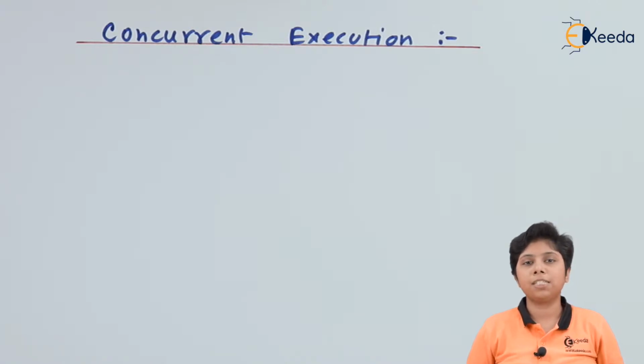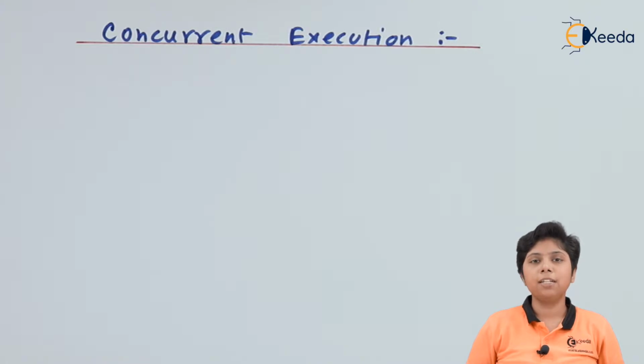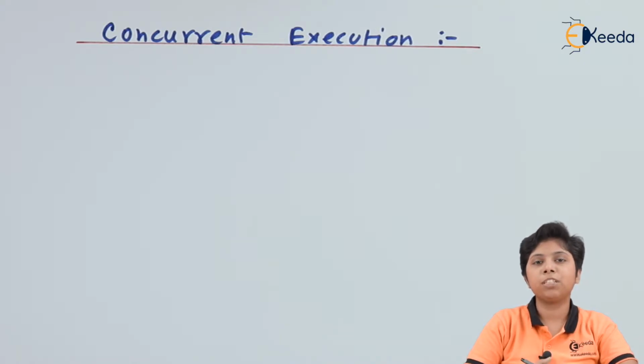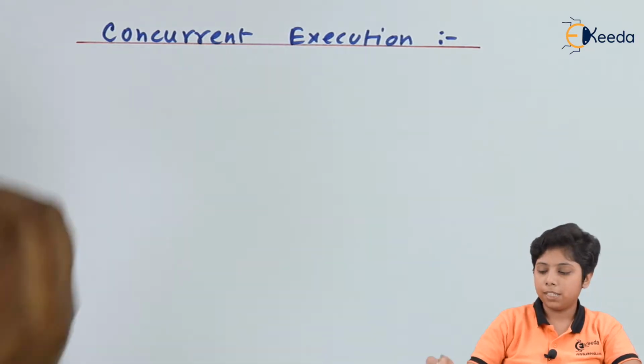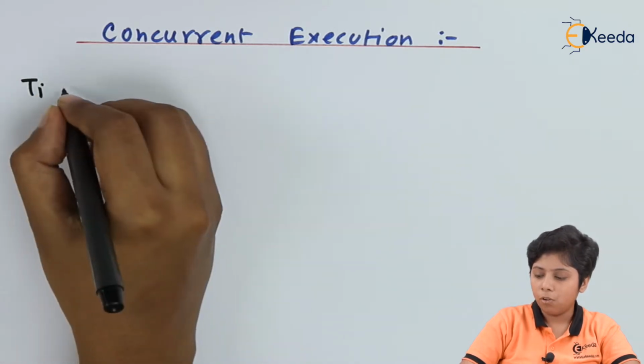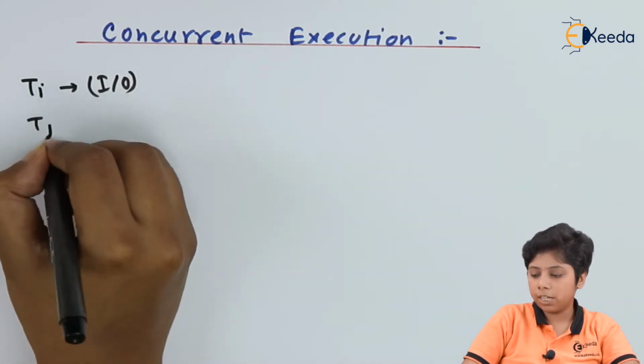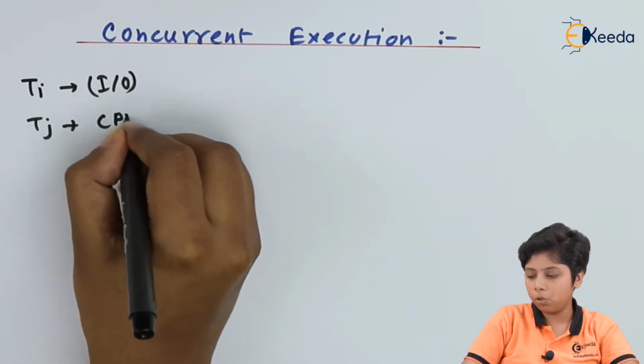The first one is increased throughput and CPU utilization. Say we have two transactions. Transactions can be IO oriented or CPU oriented. When it is IO oriented, it will take much more IO time than CPU time. Say suppose transaction TI is IO oriented, and transaction TJ is CPU oriented.